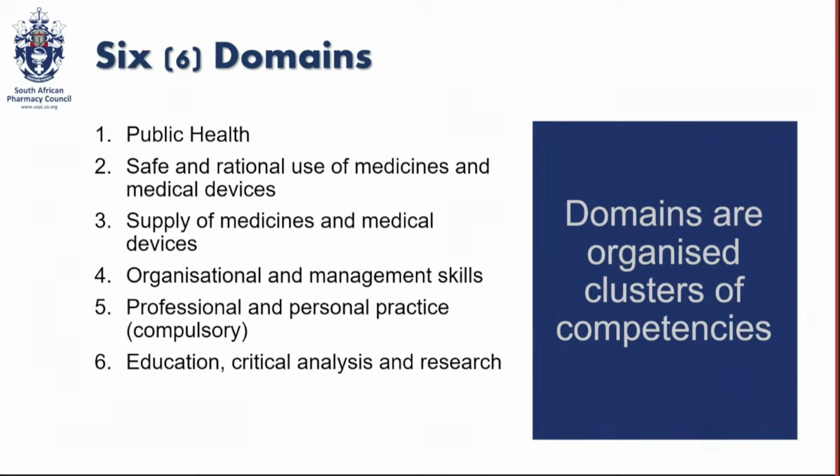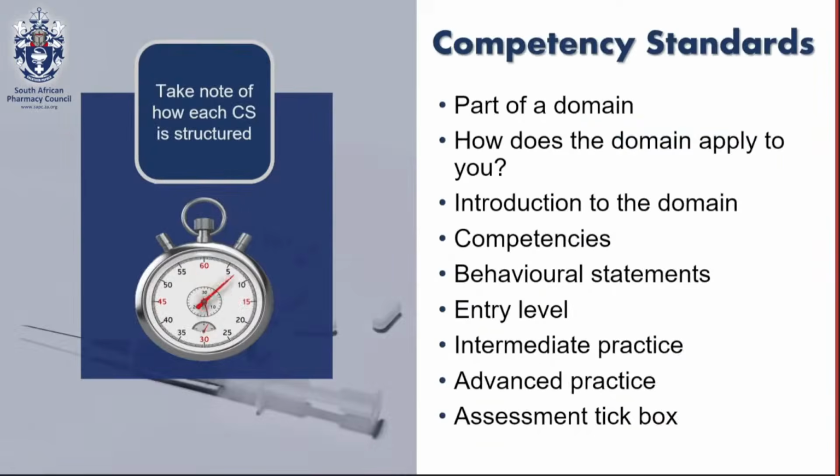Domain 5, where we have competency standard 5.3, professional and personal practice, is your compulsory one. And then your last domain is domain 6, which is education, critical analysis, and research. So domains are organized as clusters of competencies. If you want to have a look at it, it's all in the manual, and it's quite easy to maneuver through. So the competency standards are part of a domain, as I've said.